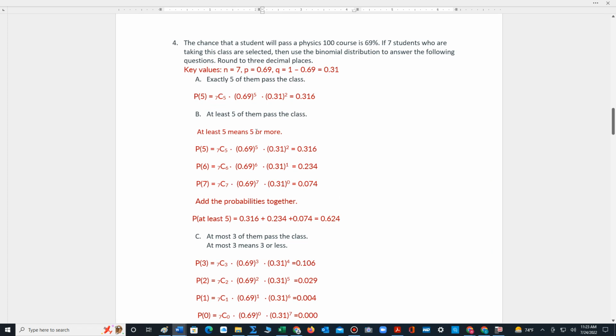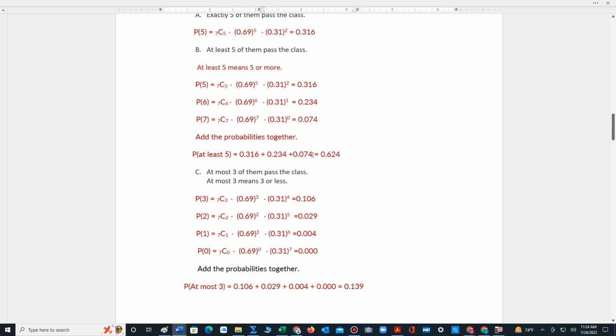So at least 5 means 5 or more, so we have to calculate the probability of 5, 6, and 7. We can't go past 7 because we're surveying 7 students, so that's our max. Plug everything into the formula, calculate like we did before. We already calculated P of 5, so that's 0.316. P of 6 is 0.234. P of 7 is 0.074. And then we add all the probabilities together to get the answer for part B, which is 0.624.